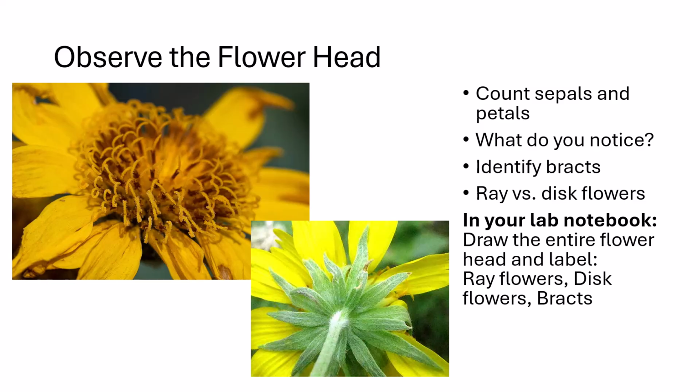Begin by observing the entire head. Count what you think are sepals and petals. Now pause. If you counted more than 5 petals, you've discovered something important. Each petal is actually a ray flower. The central region consists of disc flowers. Locate the green bracts beneath the head. In your notebook, draw the entire head and label ray flowers, disc flowers, bracts. This drawing helps you visualize that this is not one flower, but many.